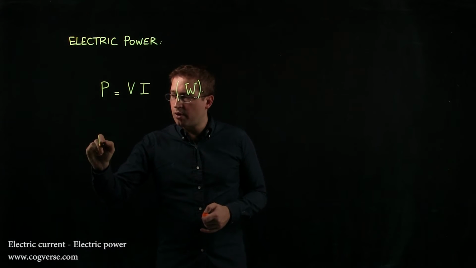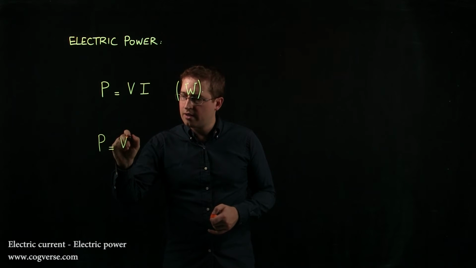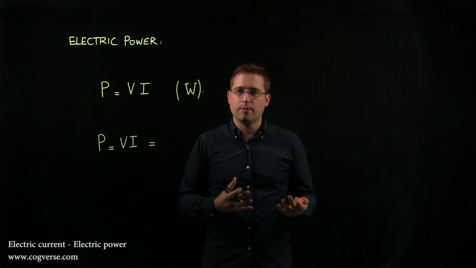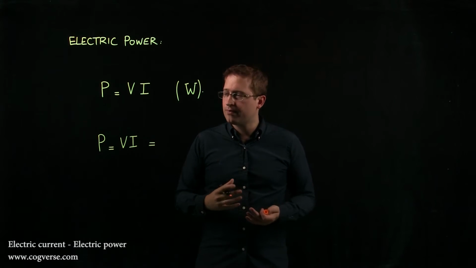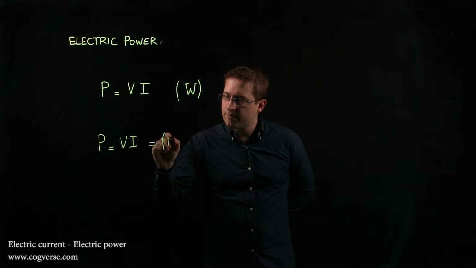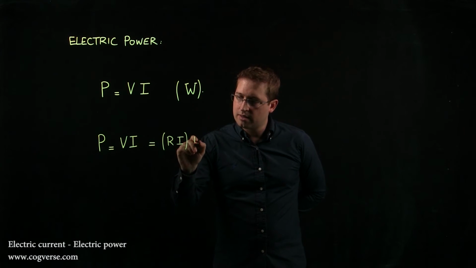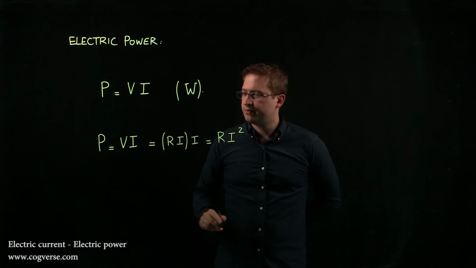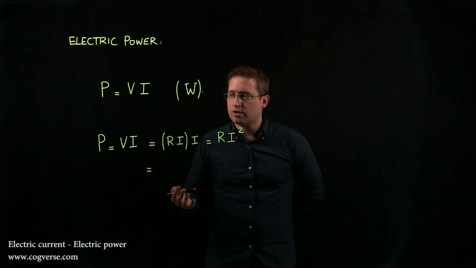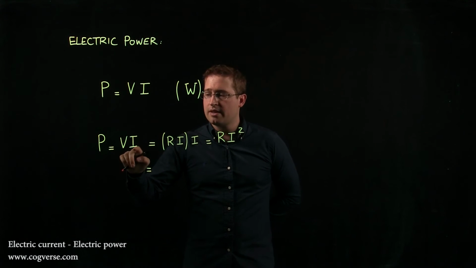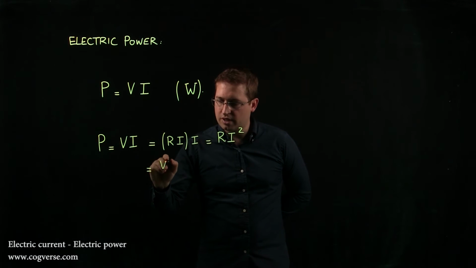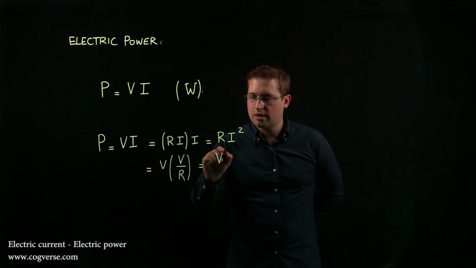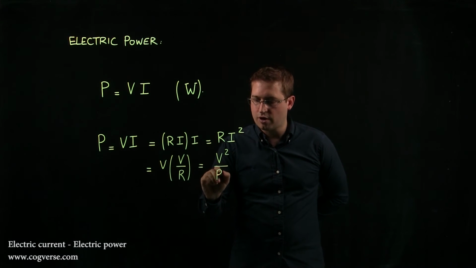Specifically, if the component is a resistor, then this formula can be changed a bit, because if we have a resistor, we have Ohm's law that says V equals RI. And if V equals RI, then we can write RI times I, which is RI squared. But you could also argue, using the same Ohm's law, that I is V over R. And therefore, we would get V times V over R, which is equal to V squared over R.